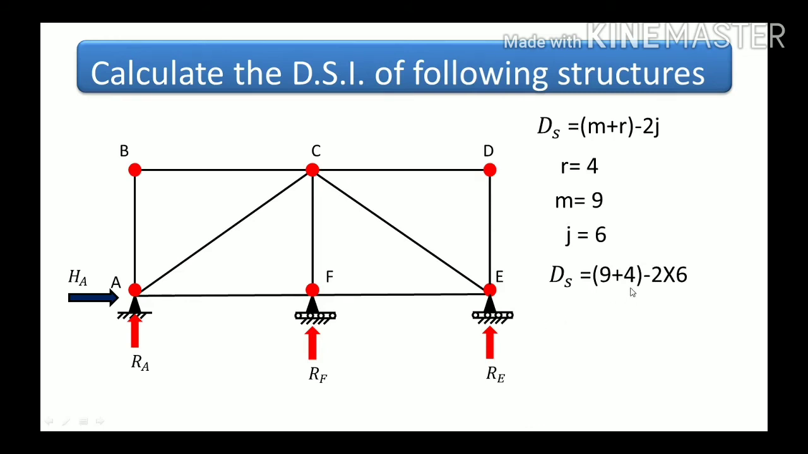So put these values into our formula, that is M is equal to 9 plus R is equal to 4, bracket complete, then minus 2 into the number of joints, which is 6. So this gives DS is equal to 1.